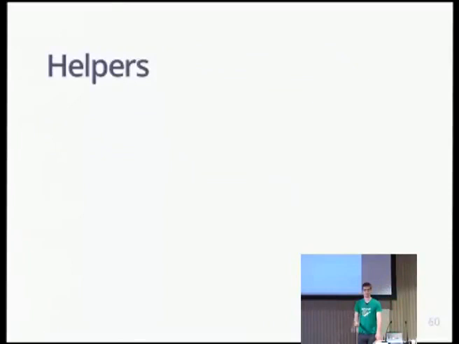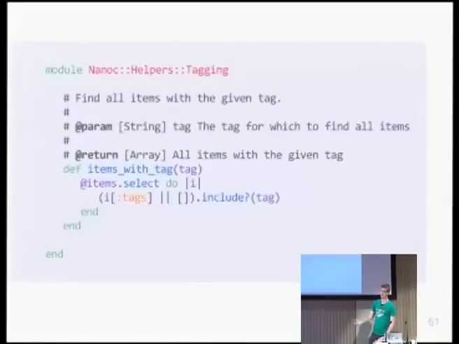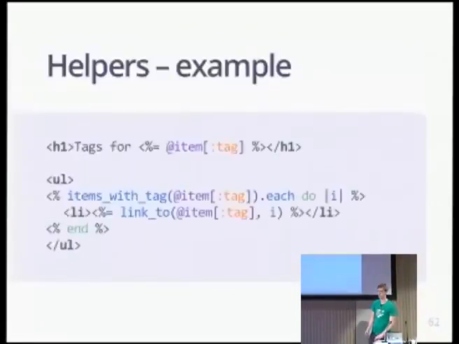Helpers, a bit like Ruby on Rails. So you just have a module that has some functions. So here I have a tagging helper with a function items for tag, which you can use in basically whatever you want. So here's a tag page. You can say a header tags for this tag, or items for this tag, and then you just run. This was supposed to say items for tag, not tags for this tag, but you just iterate over all the items and print them and link to them. So you have a link to helper as well, so you can link to an item directly. And this is all compiled statically.